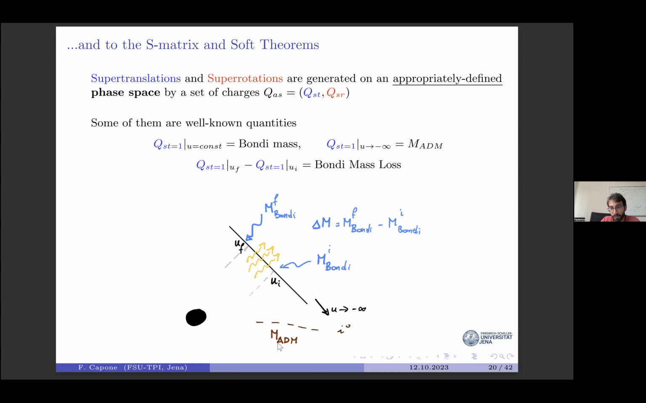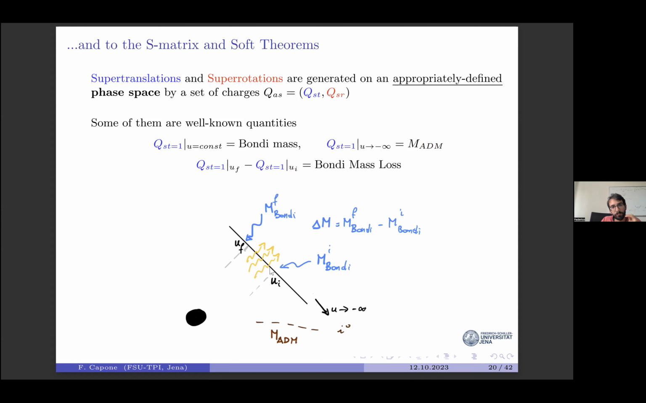You may be more familiar with the ADM mass. Well, the ADM mass is just the limit, under particular circumstances, of the Bondi mass as it goes towards spacelike infinity. And the Bondi mass is quite important because it tells you how the energy is radiated in nonlinear general relativity. This was actually the theoretical smoking gun, when Bondi discovered this, for the existence of gravity waves in the full-fledged nonlinear gravitational theory.